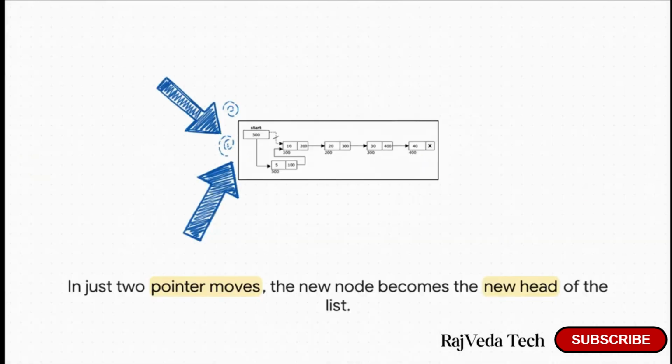And this visual makes it crystal clear. Look at this. First, the new node's pointer connects to the old head. At this point, they're linked, but the list officially still starts at the old node. Then, for the second move, the main start or head pointer swings over to our new node. And just like that, we've got a new beginning.